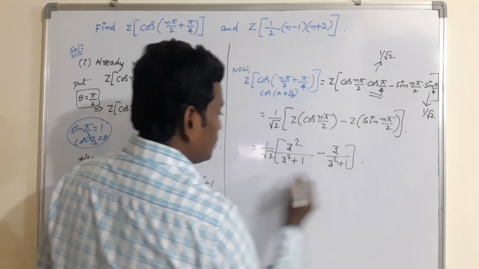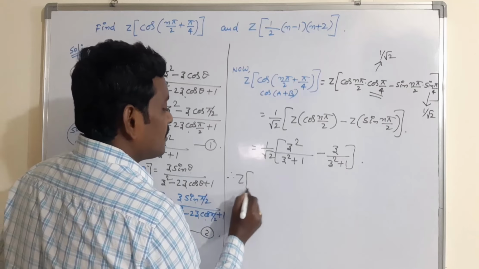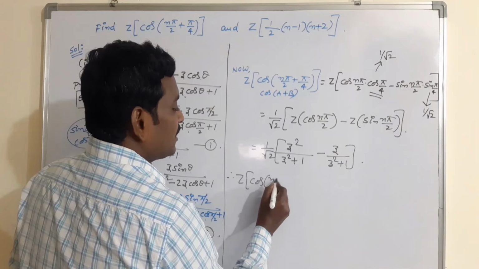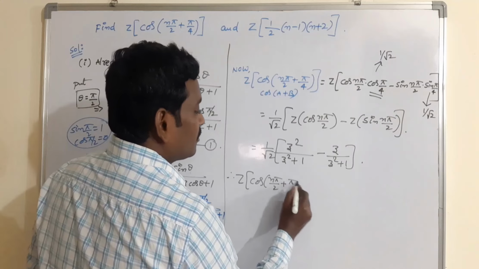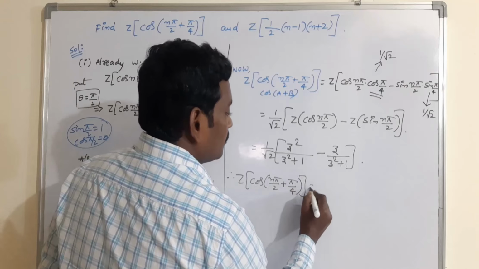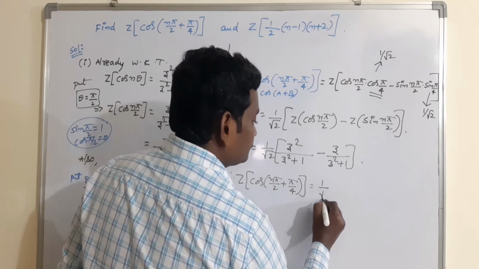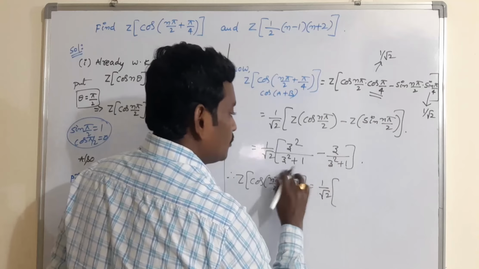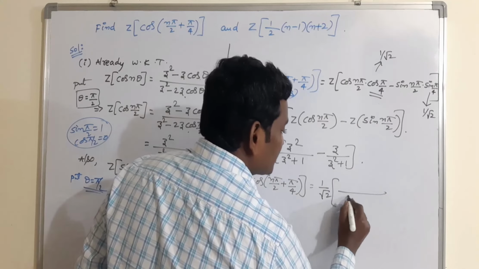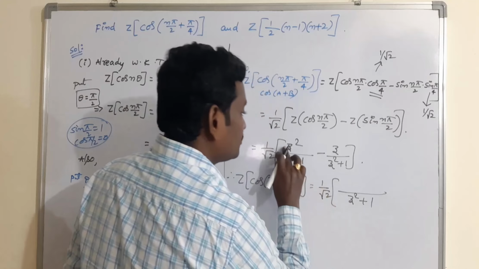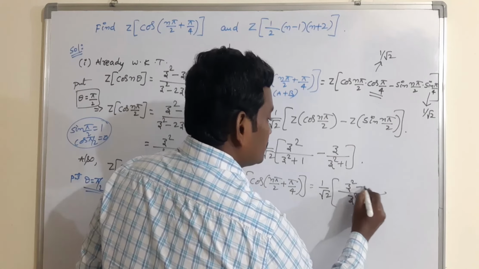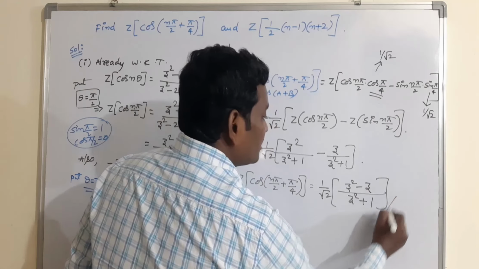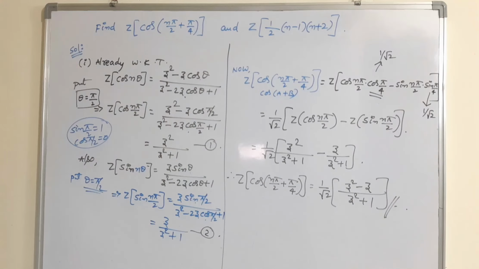So anyway we got Z transform of cos of (n pi by 2 plus pi by 4) is equal to 1 by root 2 into, take the LCM, both denominators are same. So (Z square minus Z) by (Z square plus 1). This is the result of the given Z transformation. Okay, now see the second one.